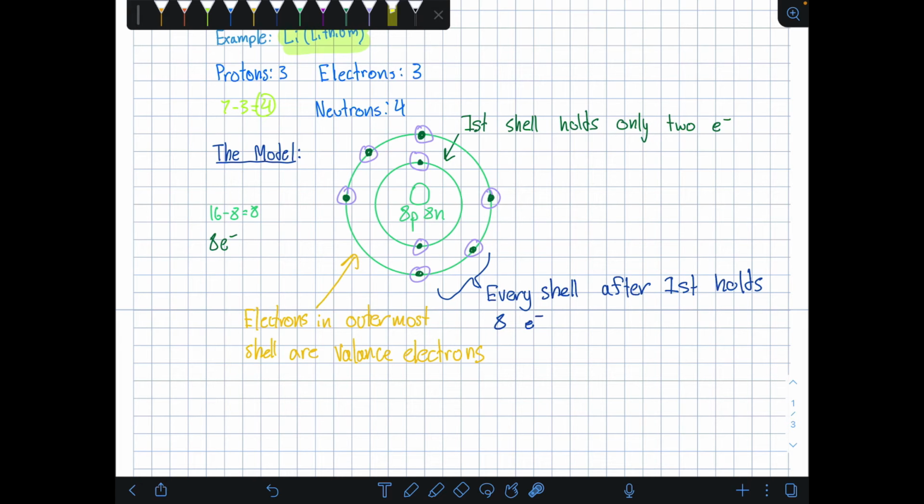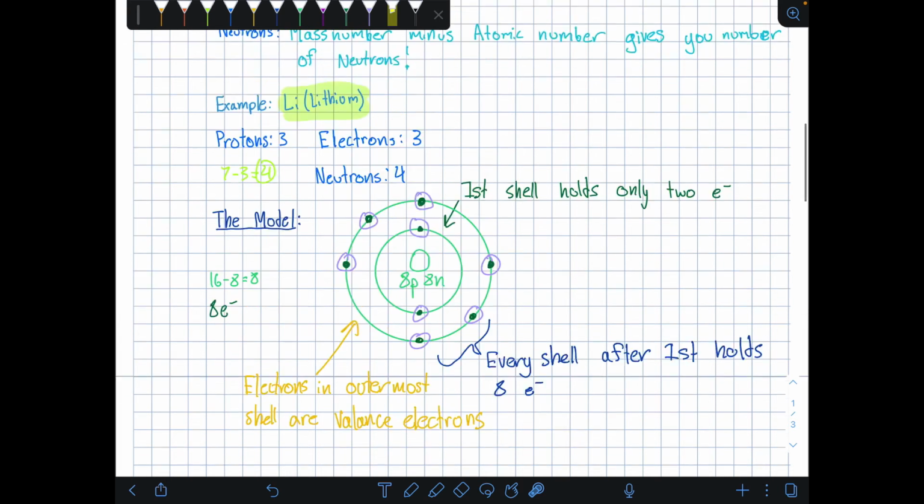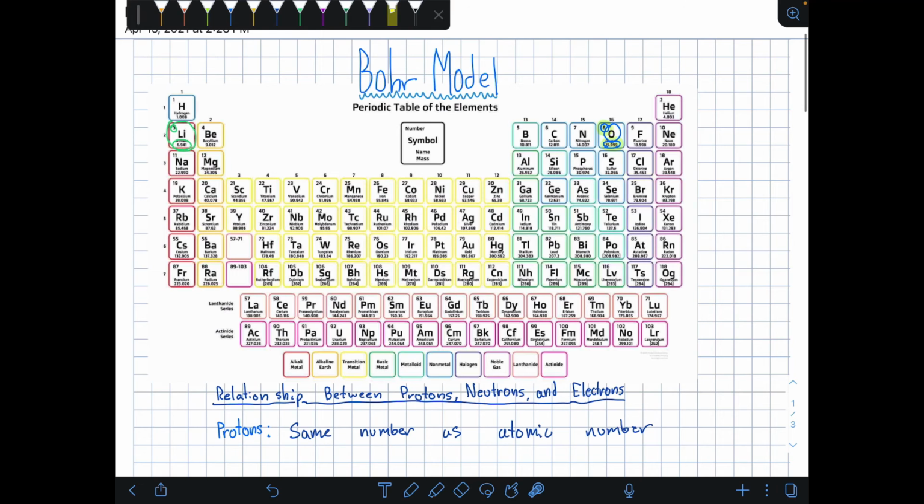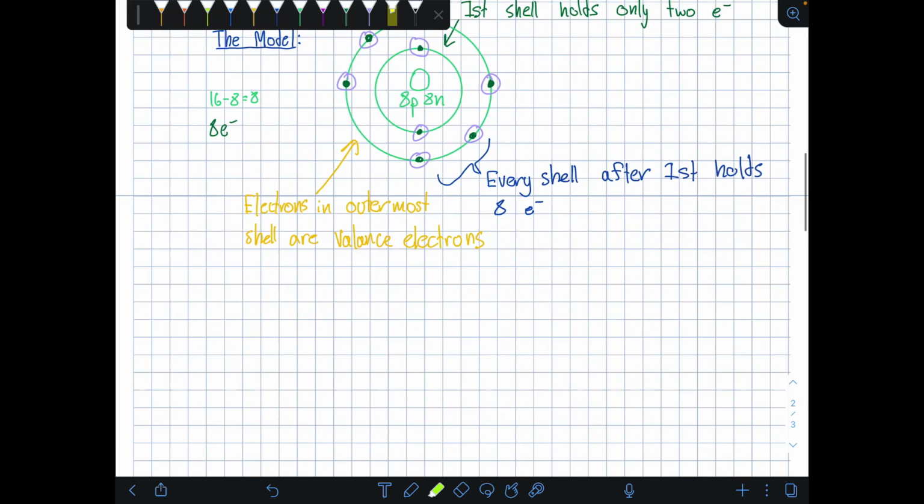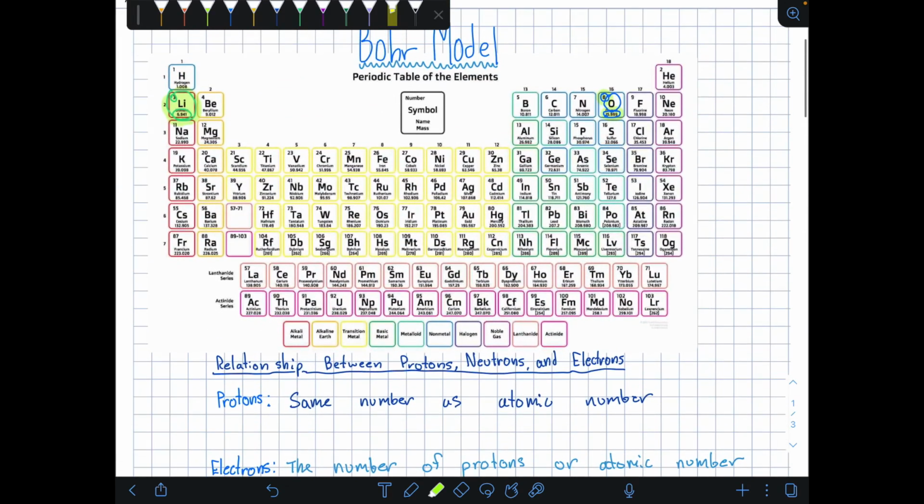Let's do one more example. Make sure you know it well. So let's do an atom we've also already looked at, like lithium. Lithium is usually in smaller batteries now. That's usually where you know about lithium in real life. Okay, so let's draw a Bohr model of lithium.